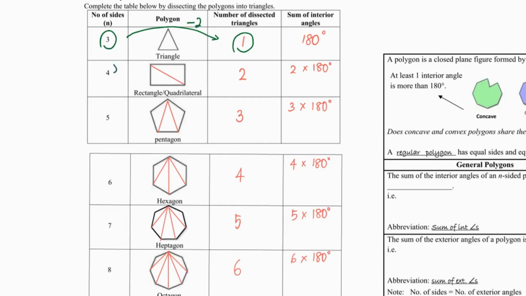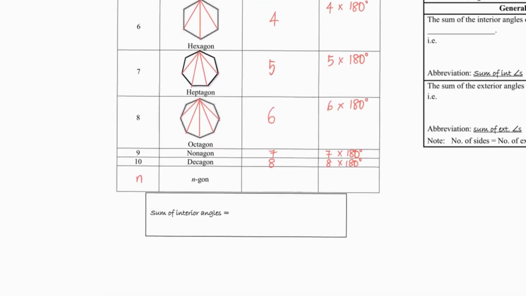Minus 2. If it's 4 and 2, minus 2 again. So if this is 5, then how many triangles? 3. And minus 2 again. Can you see the number pattern? And therefore, if this is going to be n, this will be n minus 2.